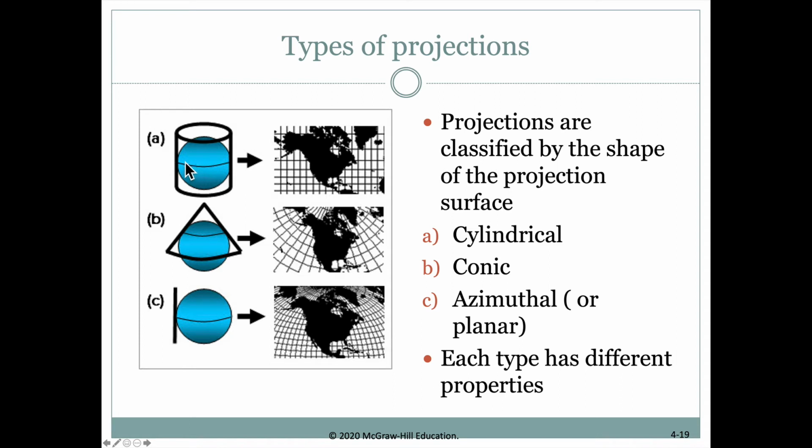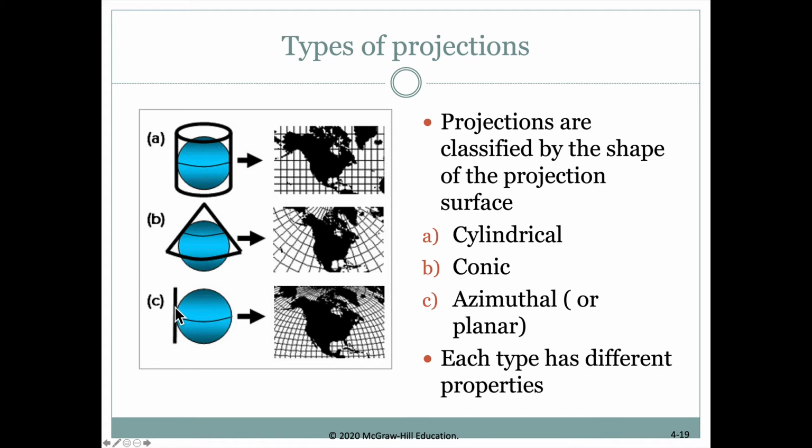If we start with a cylinder and we put it around the sphere and then we project from the sphere onto the cylinder, we're typically going to have parallel lines of latitude and parallel lines of longitude. However, if we start with a cone, these lines of longitude are all going to point up towards the top of the cone, as we see here, and the lines of latitude are actually now going to be curved lines.